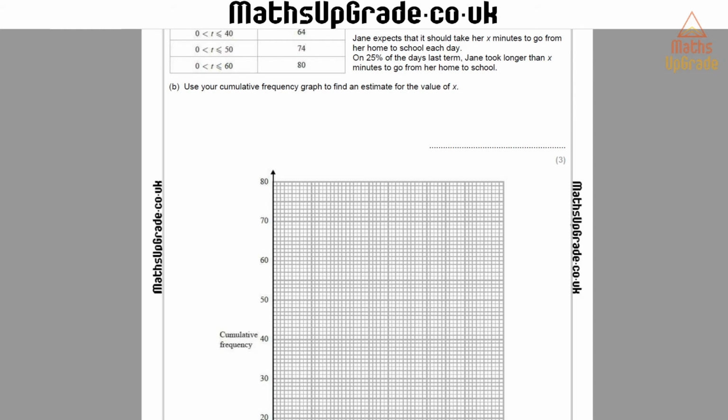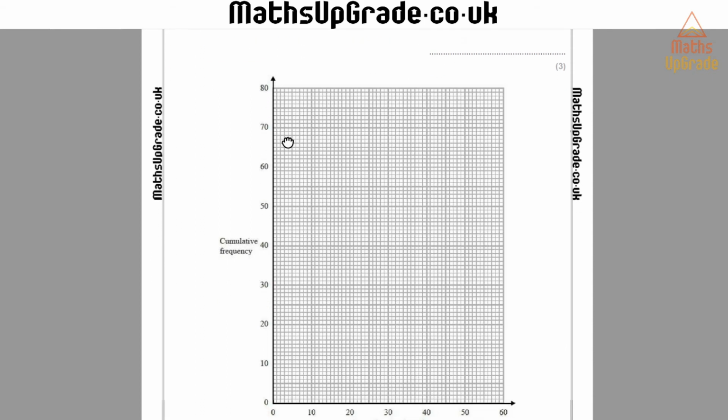Jane expects that it should take her X minutes to go from her home to a school each day. On 25% of the days last term, Jane took longer than X minutes to go from her home to a school. Use your cumulative frequency graph to find an estimate for the value of X. So first of all, let's look at this 25%. This is the same as a quarter. So in essence, we need to find the quartile, which represents the longest quarter to go from home to school. That would be the upper quartile.